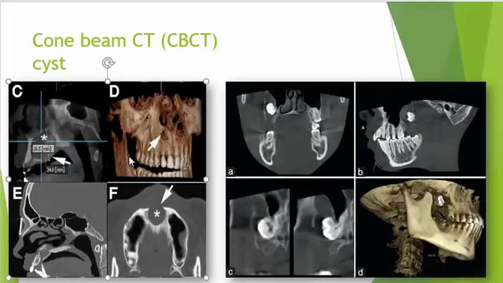In this slide, you can see in this sagittal slice, there is a radiolucency posterior to the central incisors, and also in this 3D imaging and in this axial slice. This is a nasopalatine cyst. Also in this slice, you see there is an impacted third molar surrounded by a radiolucency. This is highly indicative of a dentigerous cyst.